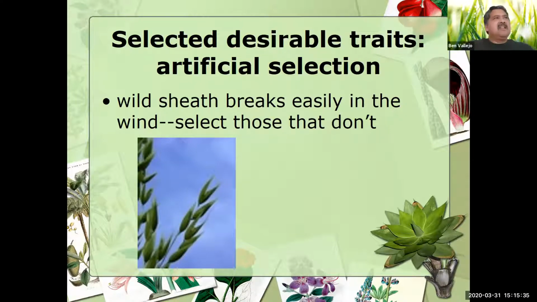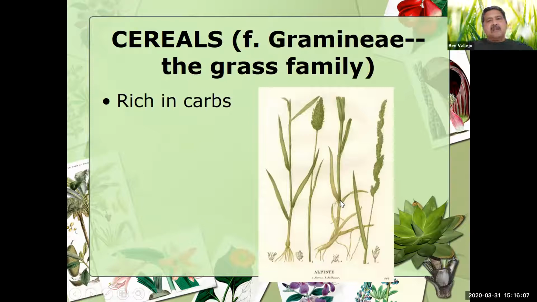Selected desirable traits. What we did, what we have been doing, what we continue to do is we select desirable traits. That's called artificial selection. And so as we do that, we can obtain plants that have the characteristics that we are most interested in. For example, you want a plant that doesn't break easily in the wind. So wild wheat breaks easily in the wind. Select those that don't and then mate them together. And as time goes along, you will have a stronger and stronger stock.